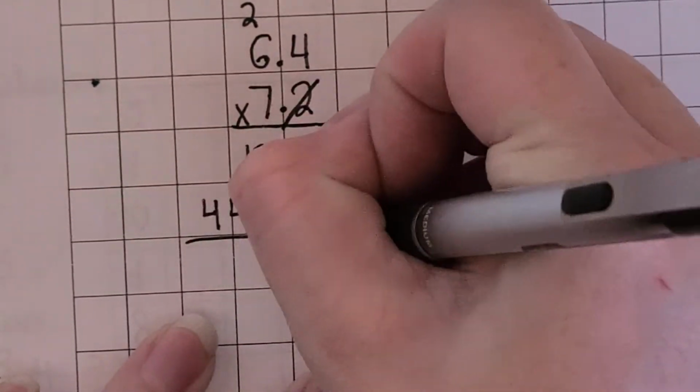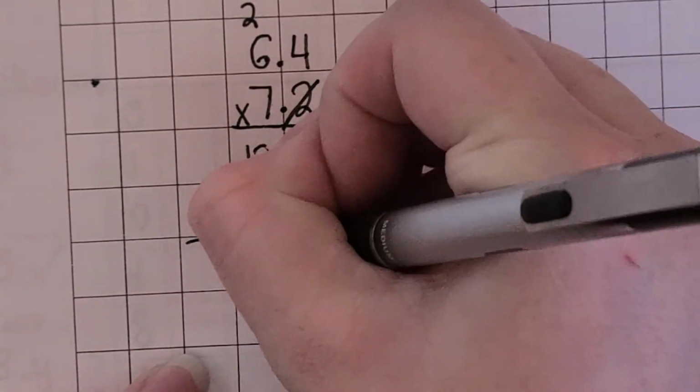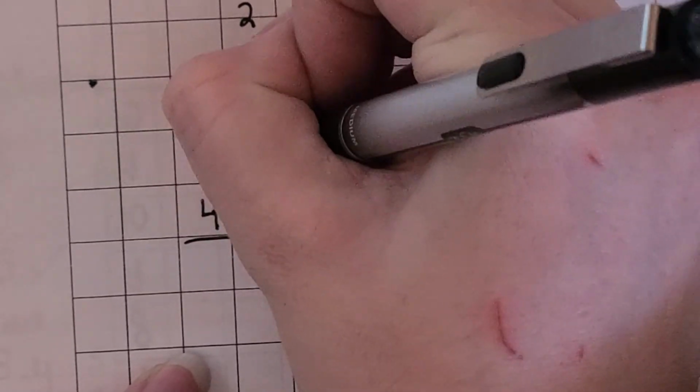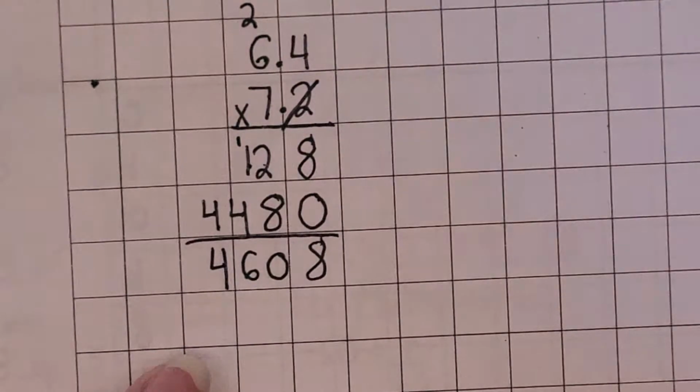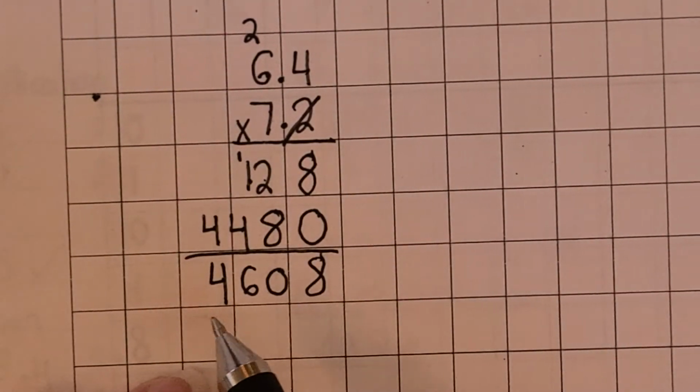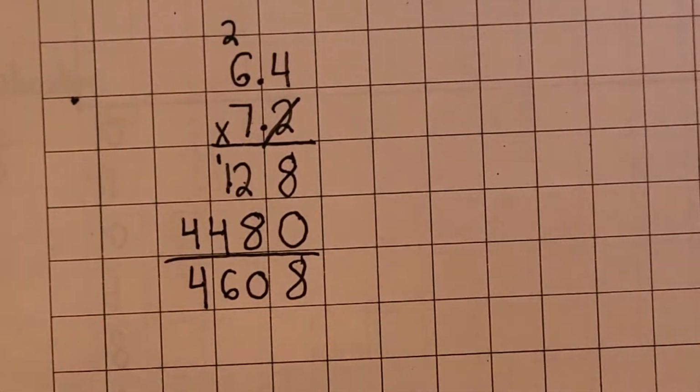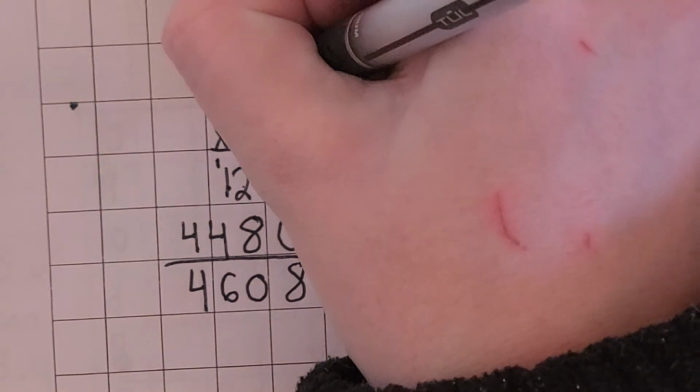All right, now we'll add. 8 plus 0 is 8. 2 plus 8 is 10. 4 plus 1 is 5, plus 1 is 6. And then that 4 has nothing to add to it. So our answer is not 4,608. We are missing our decimals.